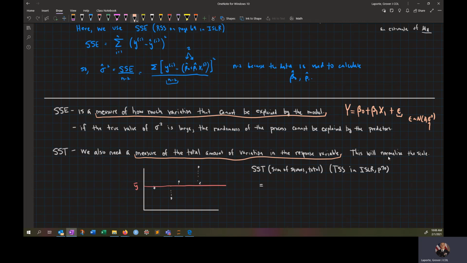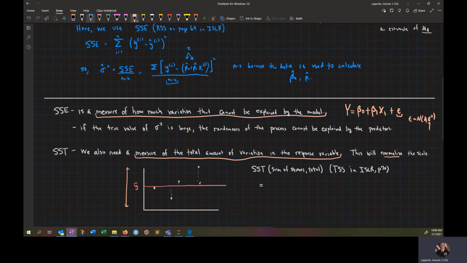I talked about this earlier when I said normalize, right? If this is in billions, if my scale is 1 billion, 2 billion, 3 billion, 4 billion, 5 billion, 6 billion, that's totally different than if this were 1, 2, 3, 4, 5. The amount of variation in this response is huge if it were billions versus just ones. So what SST is measuring is how much variation is in that response variable, the total amount of variation in the response. That's all we really care about for SST.